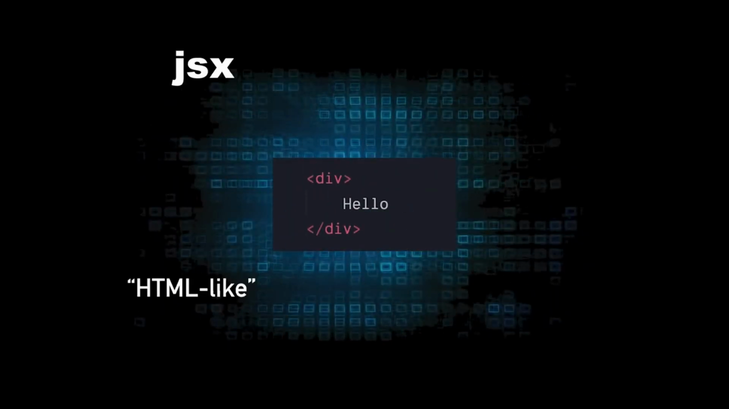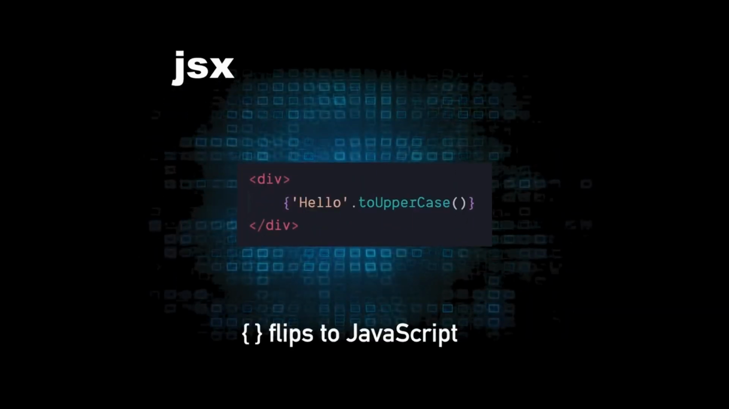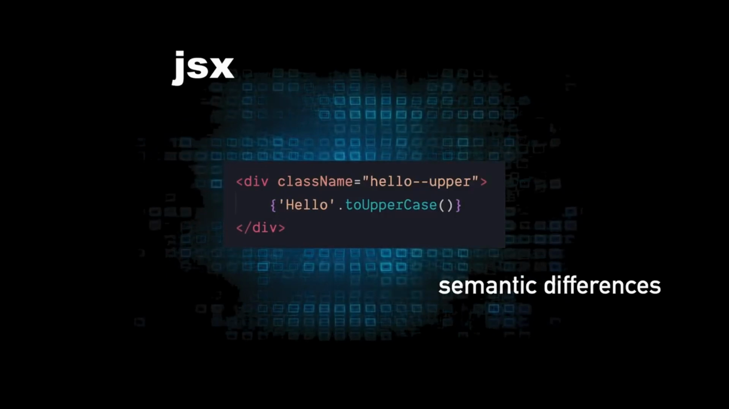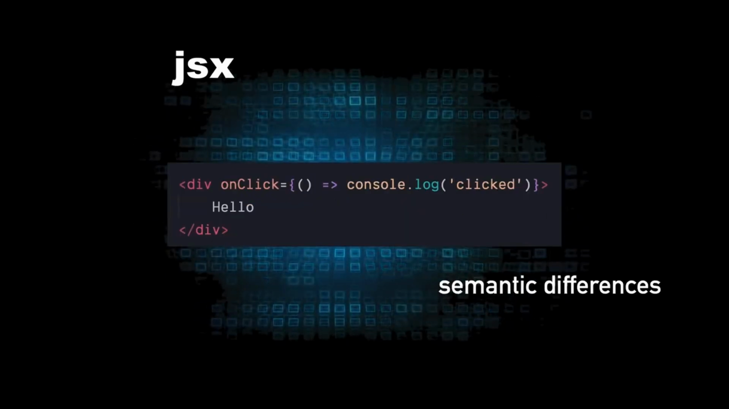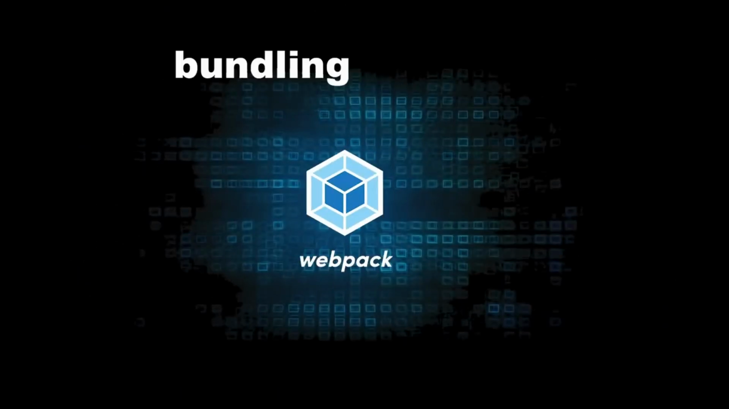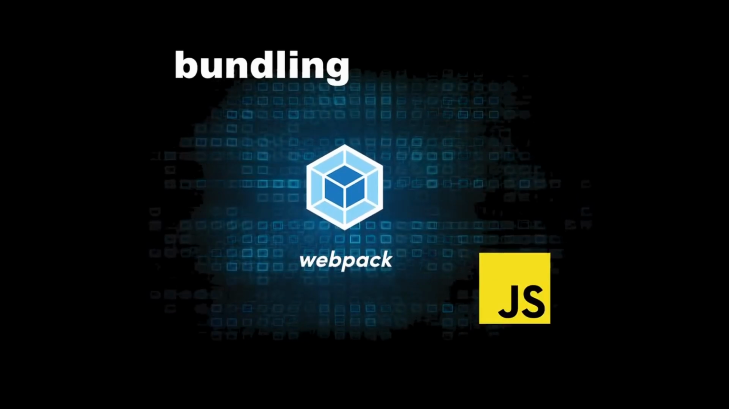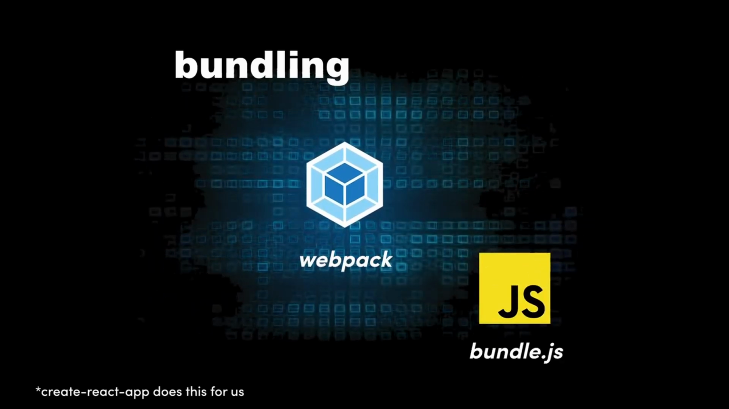This has an HTML-like syntax, which can get flipped to writing JavaScript when you put brackets in. Keep in mind it's not HTML. There are big and small differences. Class gets converted to className, and you can enter an onClick listener with a property onClick. Since JSX is not real JavaScript, that's why we need that library Webpack. It converts our React components into a single file called bundle.js that the browser can actually run.